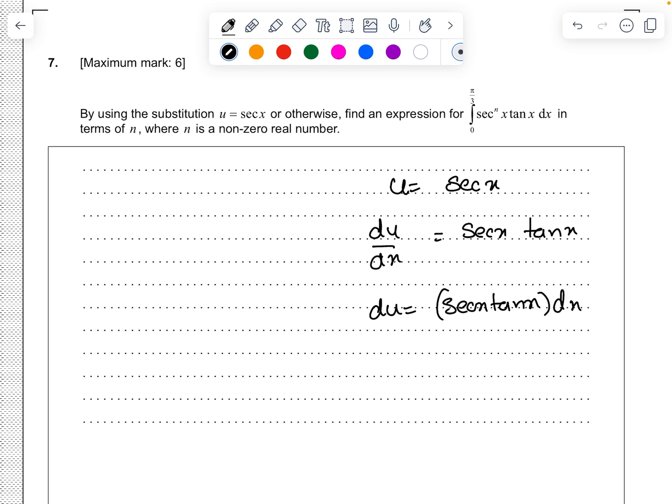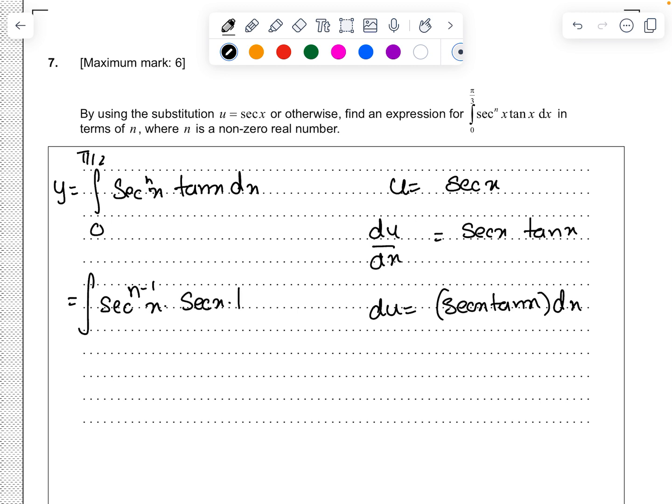Now what is the question? y equals the integral from 0 to pi by 2 of secant to the power of n x tan x dx. So secant to the power of n x can be written as secant to the power of n minus 1 x times secant x tan x dx, so that I can get secant x tan x dx as du. But before that I should do the substitution for the limits.